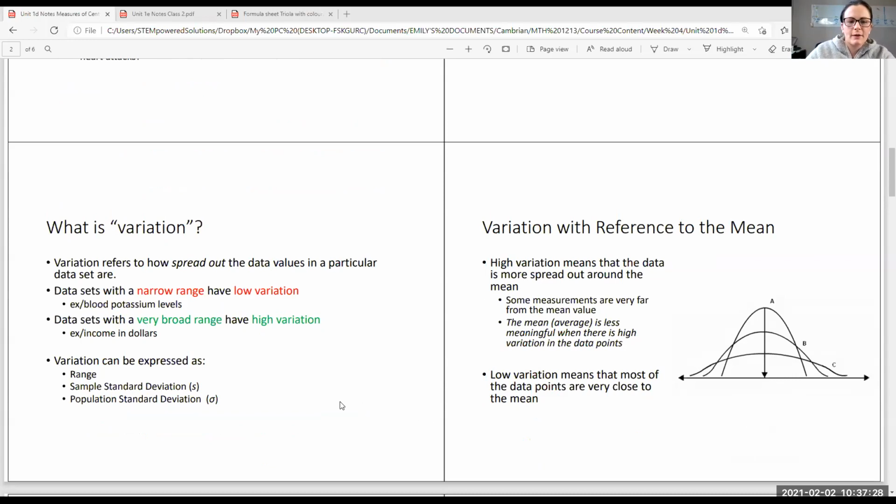Thank you. Okay, so variation with reference to the mean. High variation means that the data is more spread out around the mean. Some measurements are very far from the mean value. The mean or average is less meaningful when there is high variation in the data points. Low variation means that most of the data points are very close to the mean.